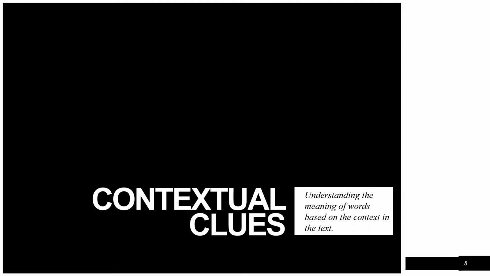Now, we move to contextual clues. So understanding the meaning of words based on the context in the text. That is what contextual clues mean. So we are trying to understand the meaning of words based on the clues or the hints, the words, the sentences provided in the text itself. It means that we don't refer to the dictionary. We are trying to guess or understand the meanings based on the context provided.